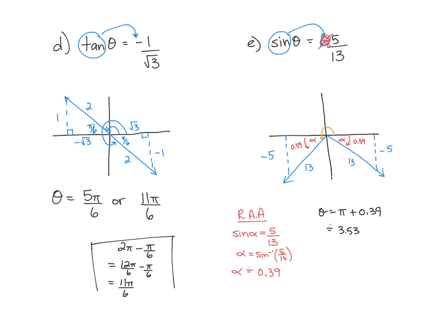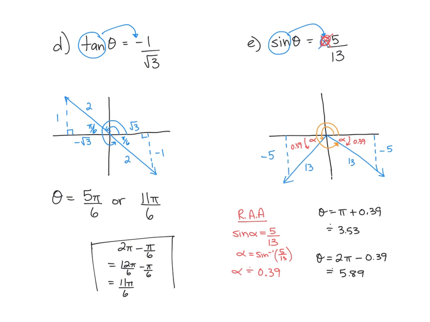For my other angle, again, I start at my initial arm and I rotate, and we notice that I am 0.39 radians shy of a full rotation. So I'm going to say 2 pi minus 0.39, which will give me an angle of approximately 5.89 radians.